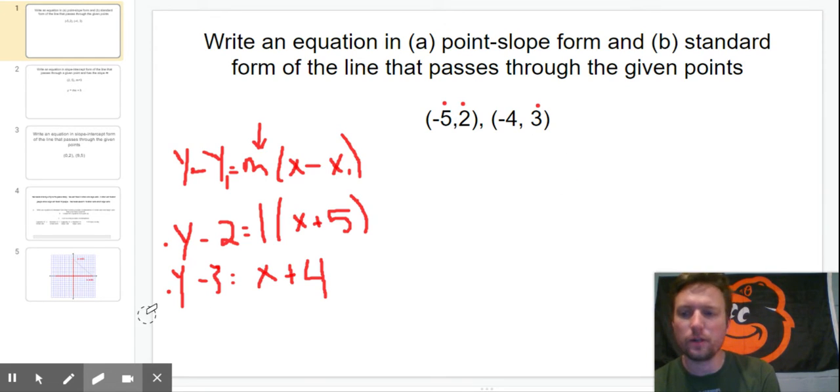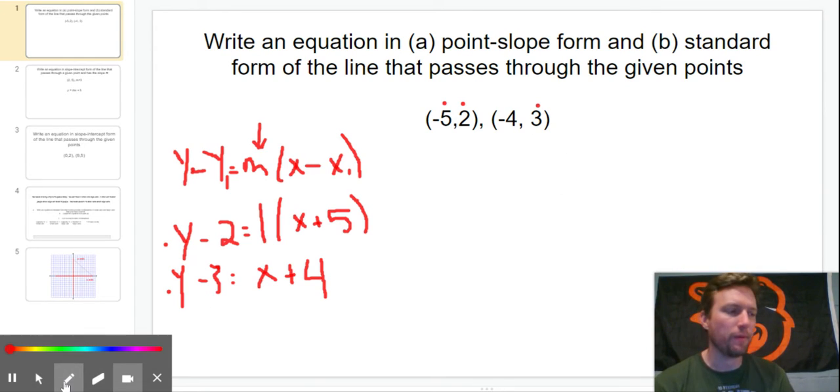Now, in order to write it in standard form, what we need to do, again, is know our formula for standard form. Can you tell me what the equation for standard form would be? It's a little tricky. It would be, I'll give you a second.